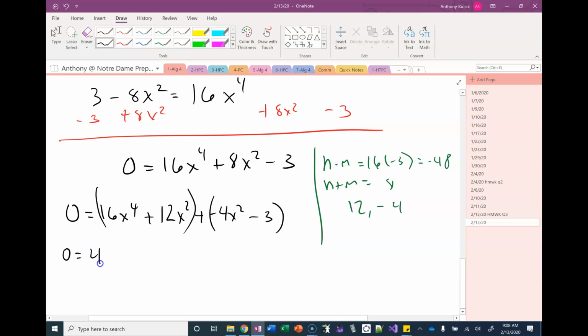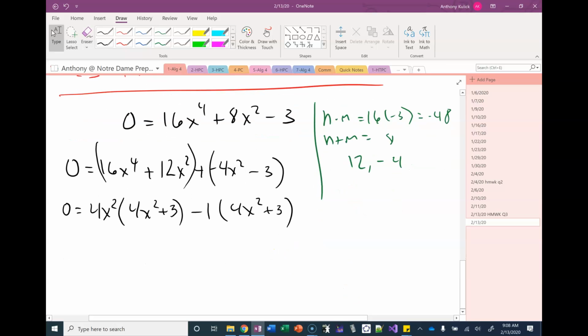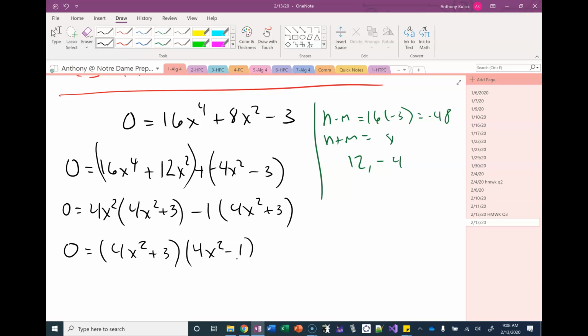From the first group, I can take out a 4x squared. And from the second group, I can take out a negative 1. And then if I look, each of these terms contains the factor 4x squared plus 3. So I can factor that out. And I'm left with 4x squared plus 3 times 4x squared minus 1. So to solve this, I'm going to set each of these equal to 0.